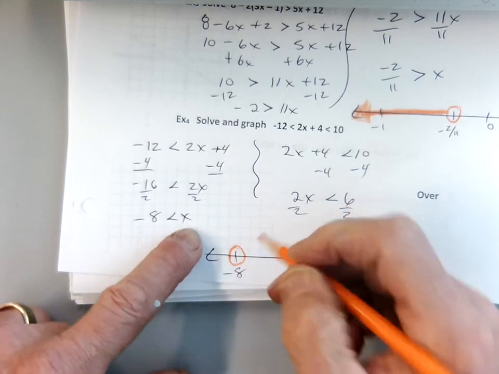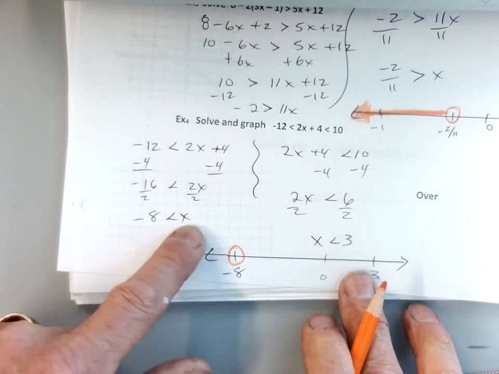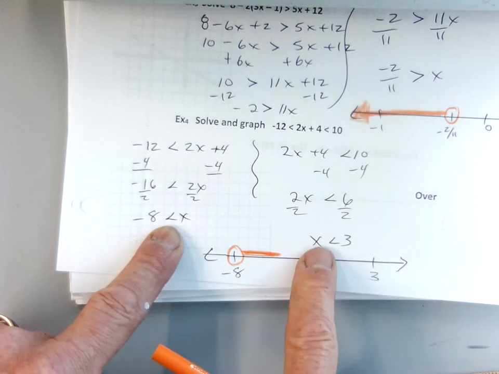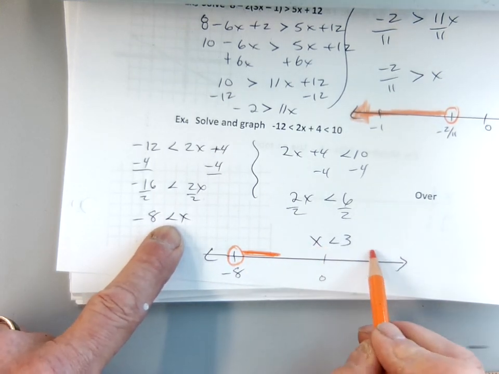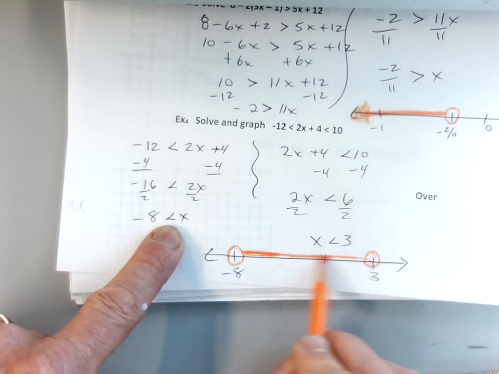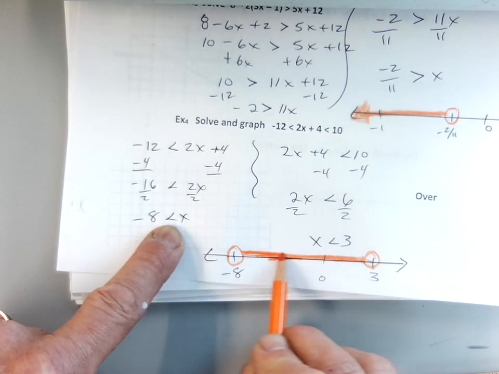Oh, no, I read it wrong. X is greater than negative 8, so I have to shade that way. X is less than 3, open circle. Less than 3 is this way, and they shade in between there. How's that?